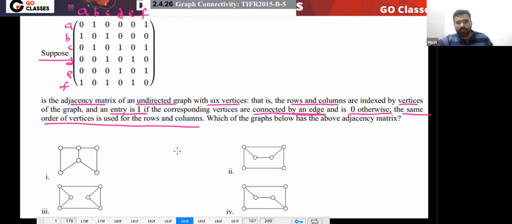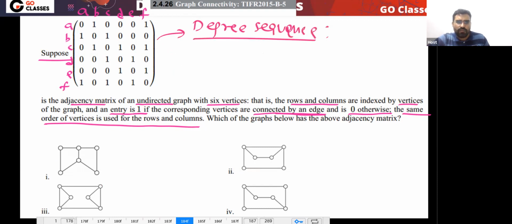How to check? What do you think? What should I do? Let's find the degree. Very good, excellent. Find the degree sequence from this. What will be the degree sequence? Tell me, what is the degree of A?